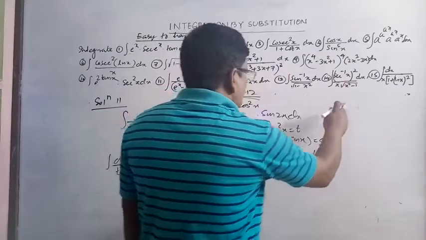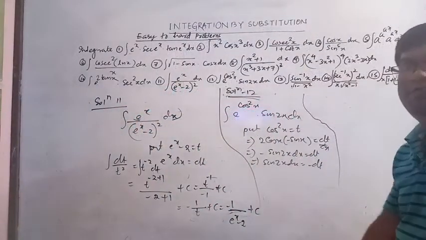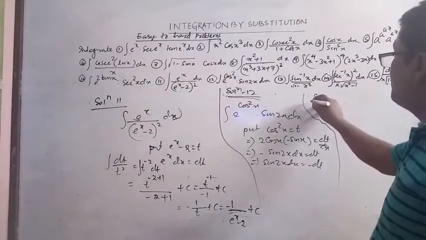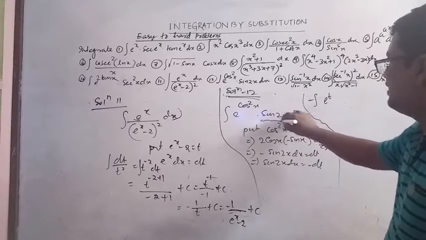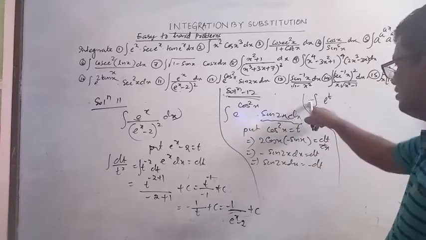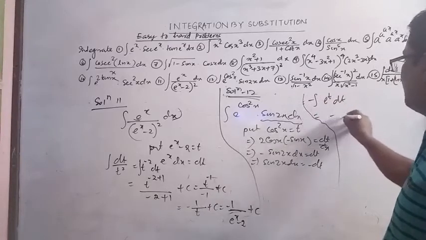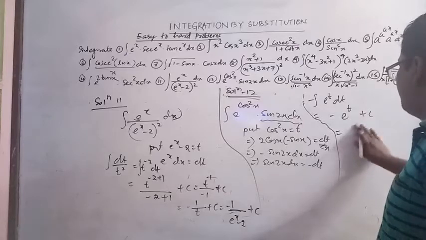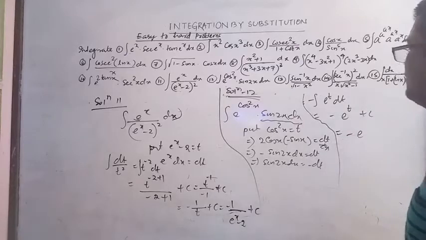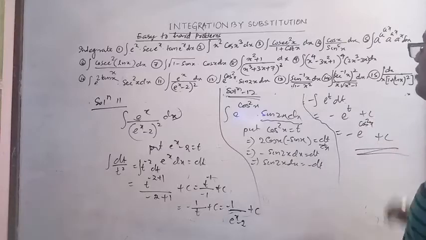So this will be the integration of e to the t, with the minus sign present here, and this is dt. So take the minus common: minus the integral of e to the t dt. So this is equal to minus e to the t plus c. Minus e to the t means minus e to the power cos square x plus c. This is the answer of question number 12.